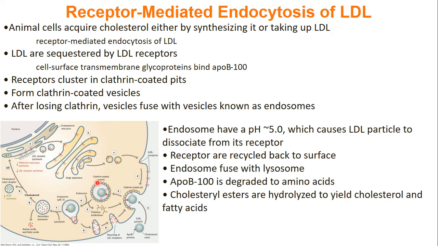Once you're in this vesicle, you're going to shed your clathrin and fuse with endosomes. Endosomes have very low pHs. So what happens is that the LDL particle will dissociate from its receptors. The receptors will eventually go back to the surface, as shown here. ApoB100, remember, is a protein, so you're going to break that down into amino acids. The cholesterol esters are going to be hydrolyzed, and you're going to get cholesterol and fatty acids from that.